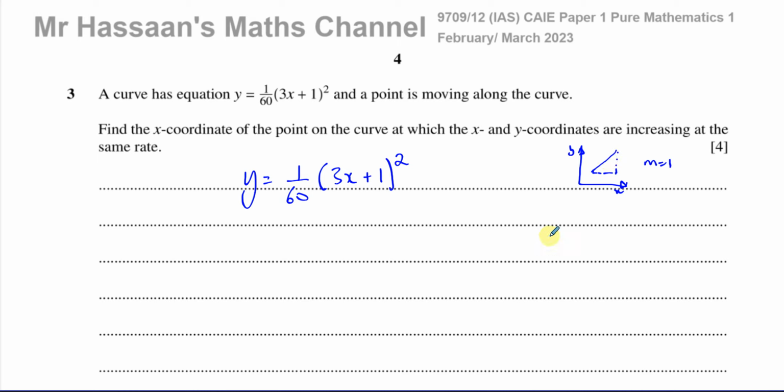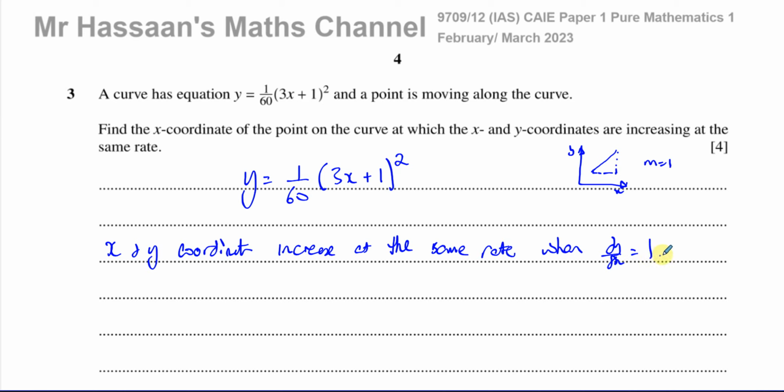Okay, so we know that when the x and y coordinates increase at the same rate, then that means the gradient is equal to 1. So we want to find the point at which the gradient of this curve is equal to 1, when dy/dx is equal to 1.